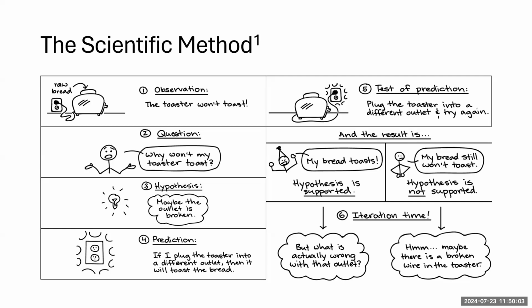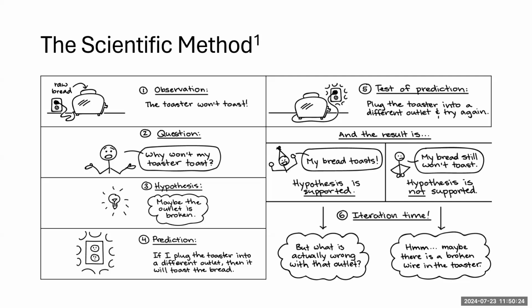The comic comes up with two questions. Either the change in outlet makes the bread actually toast, and so that supports the hypothesis that there actually is something wrong with the outlet. So that leads us to a new question. Well, what is wrong with the outlet? Why is no power flowing?